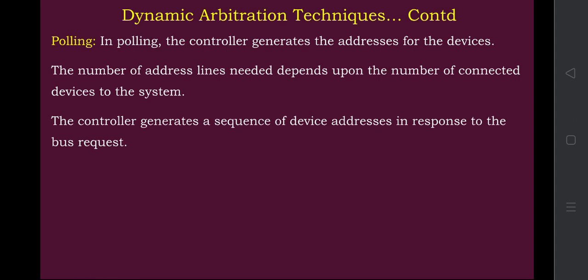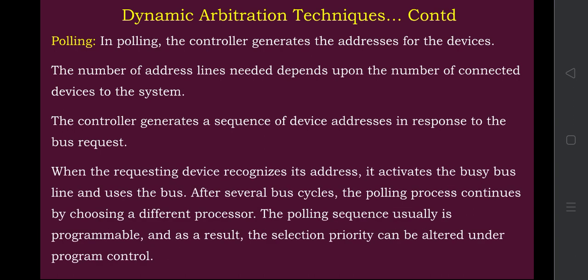The controller generates a sequence of device addresses in response to the bus request. So when a bus request is received by the arbiter, it will generate a sequence of device addresses, and then when the requesting device recognizes its address, it activates the busy bus line and uses the bus.